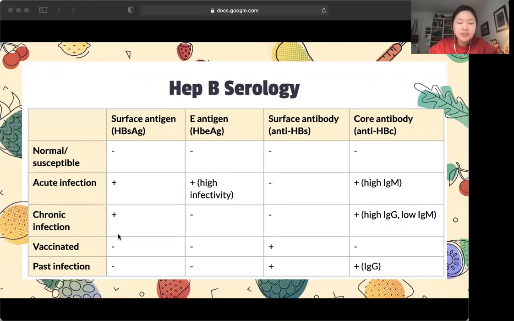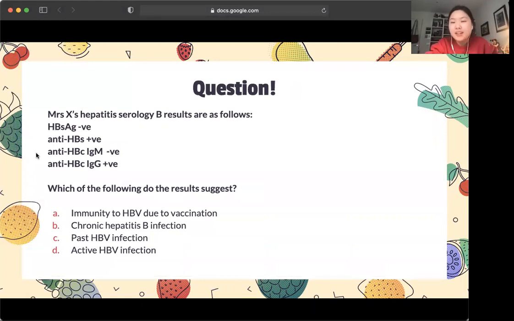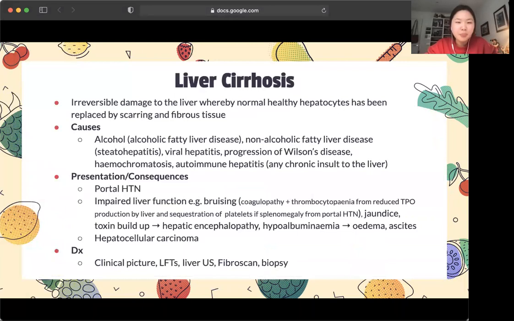Surface antibody is basically cured. And then your core antibody is only present if there has been a past exposure and they have recovered from that. So you just know your IgM, IgG. IgM is recent, IgG is old. And they like asking about vaccinated as well as past infection a lot. It's happened in quite a few past MCQs. Great, and I think this is a more detailed explanation if you want that. And then there's another question that you can go through in your own time.